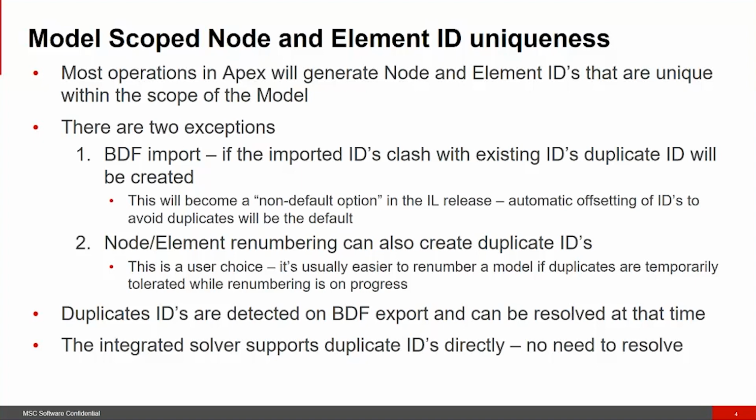If there is any conflict of IDs upon importing a BDF, then we offset those Nastran elements that come in, as the default option. However, the user has control over that, whether they would like to just maintain them as is. That means the duplicate nodes and elements can coexist in the Apex database. But at the time of export, you can resolve those ID conflicts, because in the exported BDF you cannot afford to have duplicate entities.